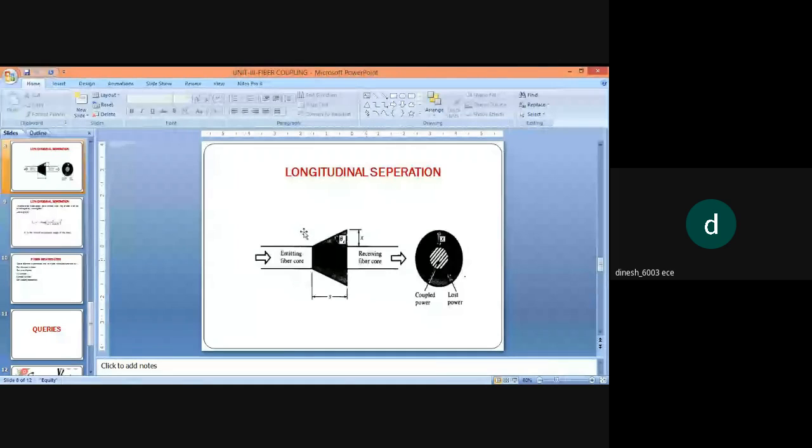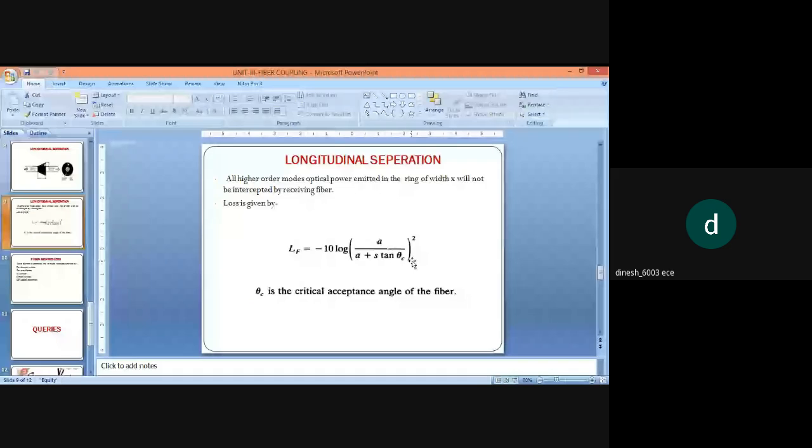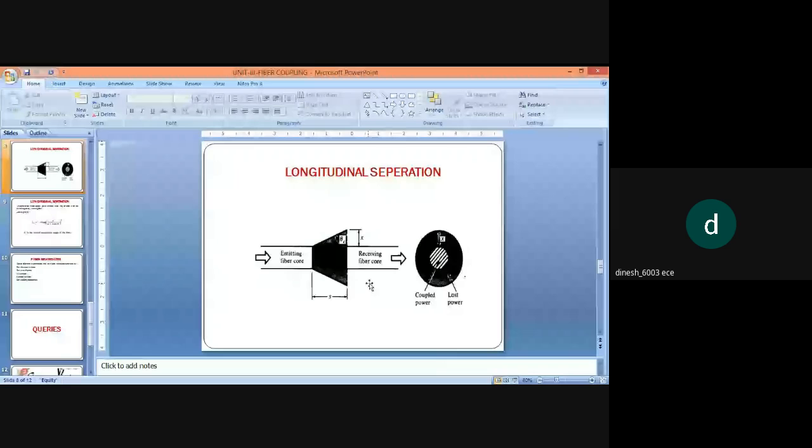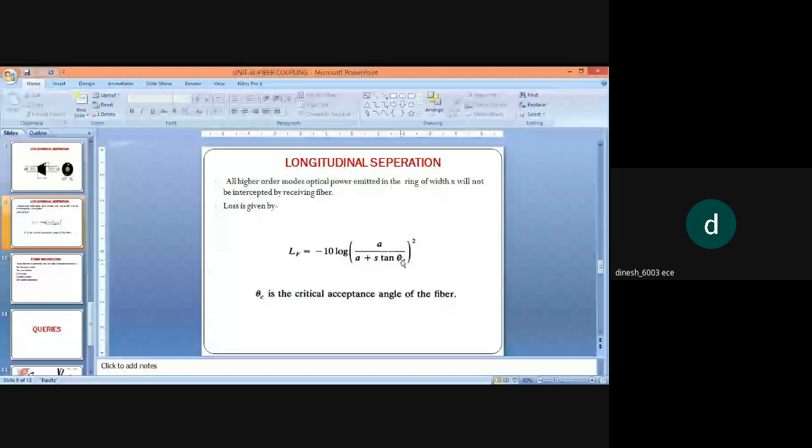So this is the longitudinal separation, or end separation, coupling method. The loss of the signal can be determined by the formula L_F equals minus 10 log of (a divided by a plus s tan theta_c) the whole square. a is the radius of the core of fiber 1 and fiber 2, s is the distance being separated, and theta_c is the critical angle or the angle of acceptance.